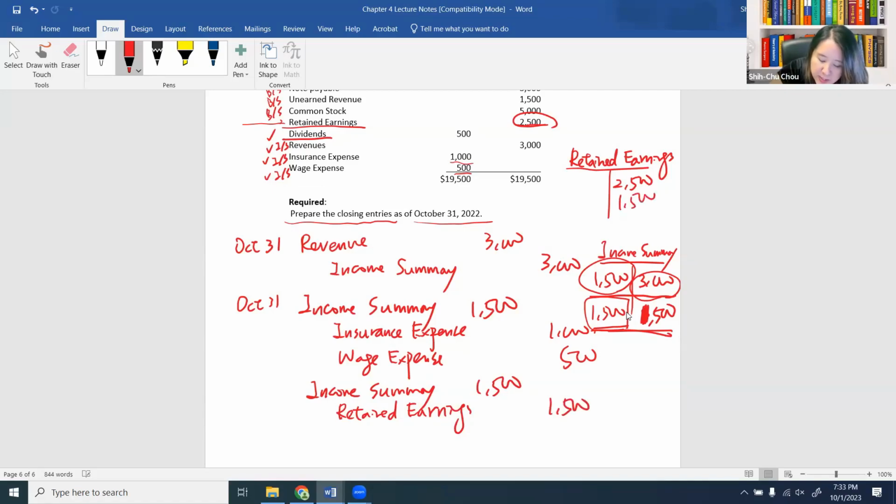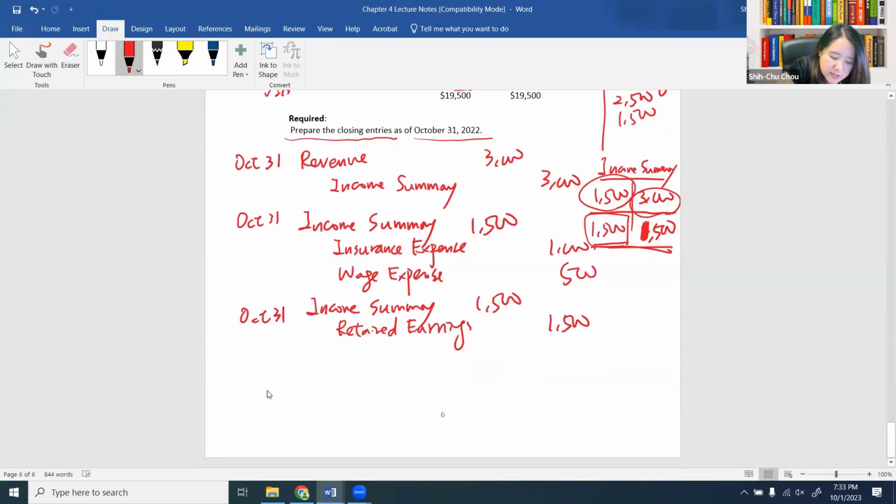By doing that, we basically update our retained earnings balance. We transfer this net income into our retained earnings to obtain its balance. So we credit retained earnings for 1,500. That is the third closing entry.